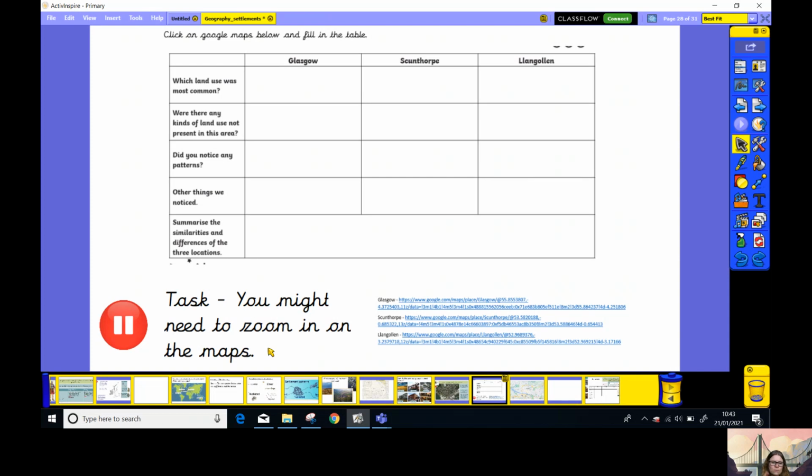You're going to need to use Google Maps to do that. So I've added links to the Google Map pages here but you'll be able to access that on your worksheet. So if you click on that on your worksheet, it should hopefully take you through to the internet if you're opening it up on the computer. You will probably need to zoom in closer. To zoom in on the map, you will press the plus button and the minus button, and that will take you in and then take you out.